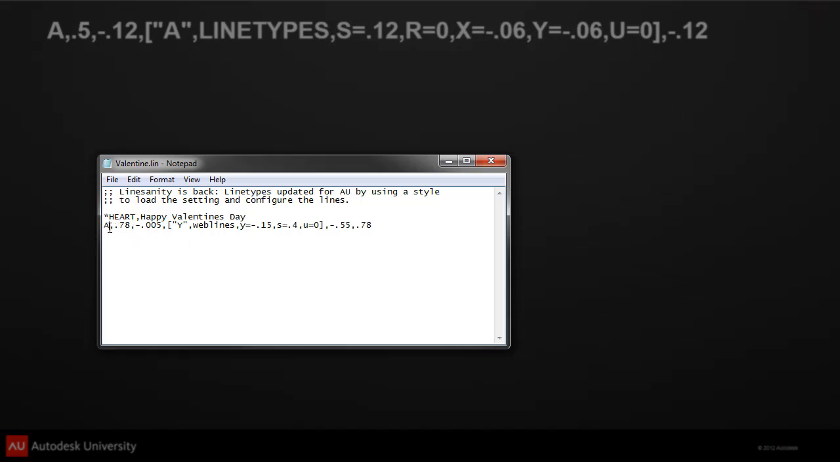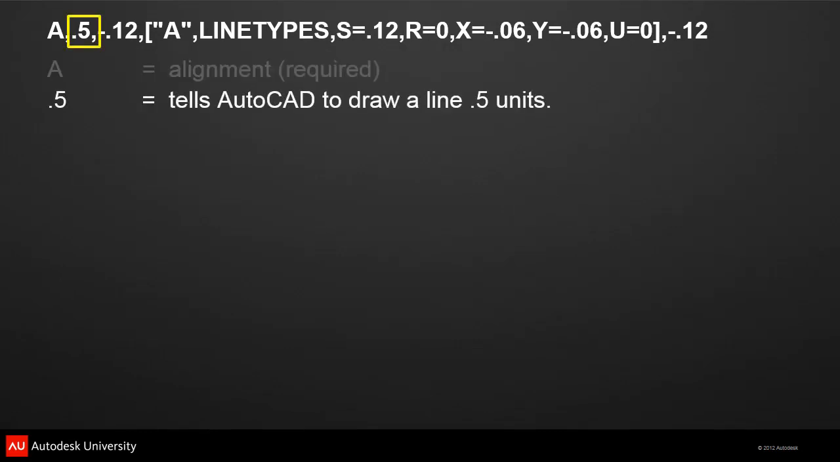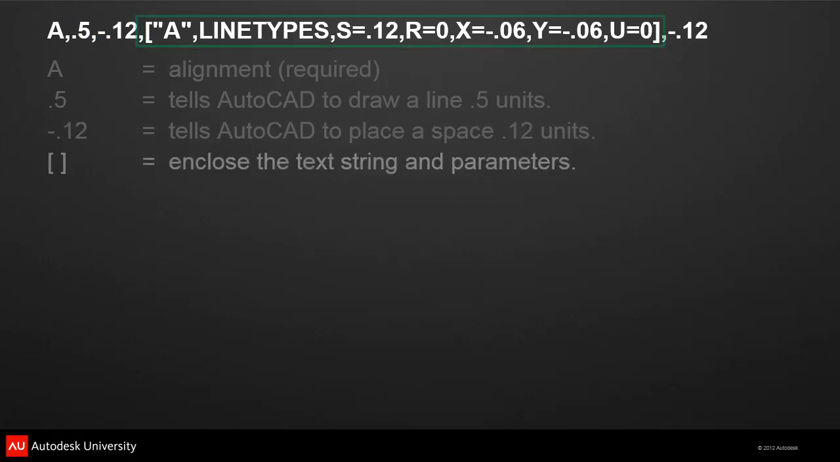definition. And you can see the A, the 7, 8. All of these are up in here. Let me close out of there and let's just go through this PowerPoint real quick. A is the alignment. You're going to tell AutoCAD to draw a line 0.5 units. Then you're going to tell AutoCAD to pick up the pen, space 0.12.